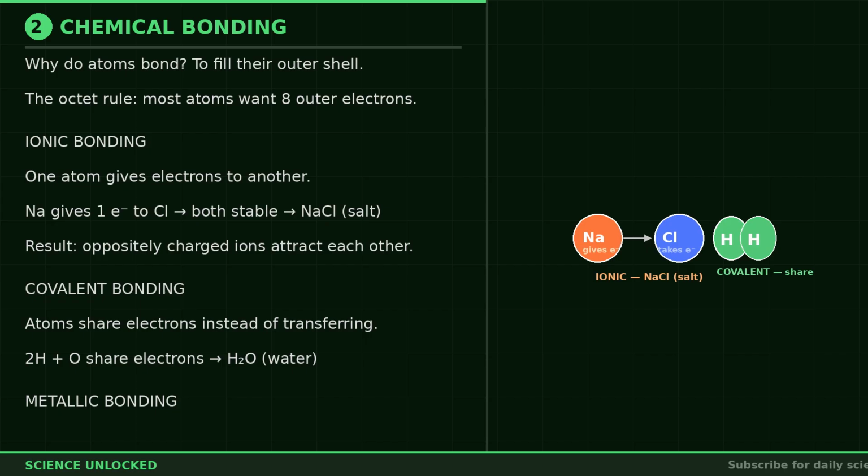Metallic bonding, metal atoms give their outer electrons into a shared sea of electrons that flows freely. This is why metals conduct electricity and heat. The free electrons can carry charge and energy.